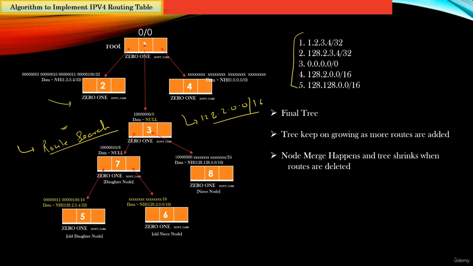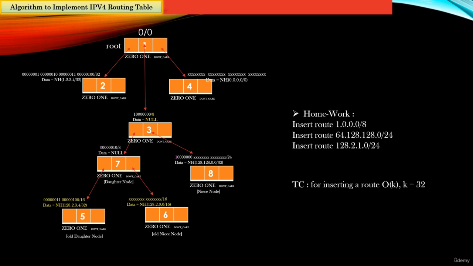So guys, with this we have completed the route insertion algorithm, and as part of an exercise I would suggest that you try to draw your own M trie data structure and see how the M trie data structure transforms when you insert the following routes in this already constructed M trie. Alright, and the time complexity of inserting a route in this M trie data structure is order of k, where k is the number of bits that you are inserting. So for IPv4 routes, k is a constant which is 32. So in other words, the time complexity of inserting a route in this M trie data structure is order of 1.